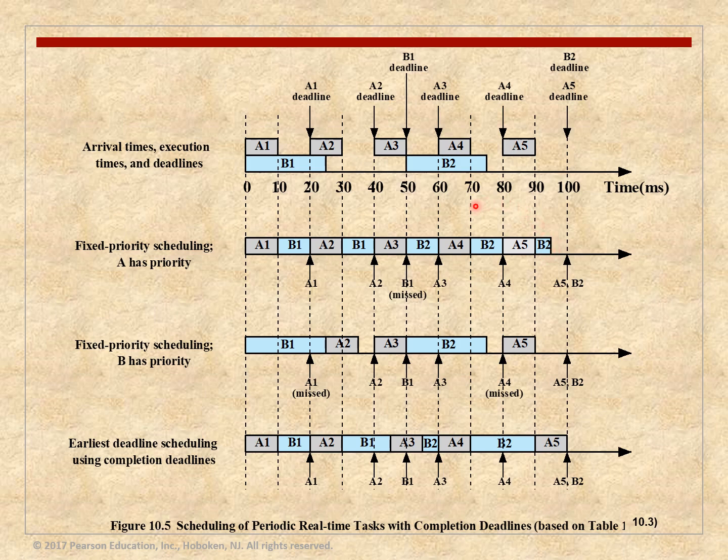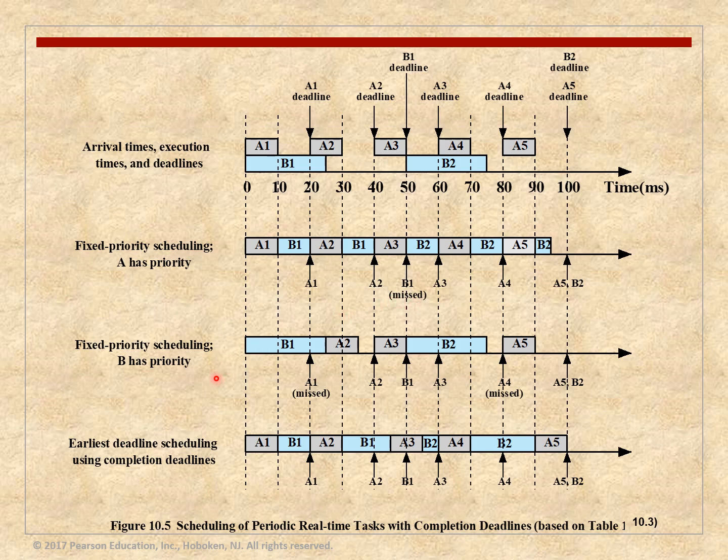So using fixed priority scheduling where A has priority, we can see that B1 misses its deadline. In total, we have 7 processes, and B1 has missed.